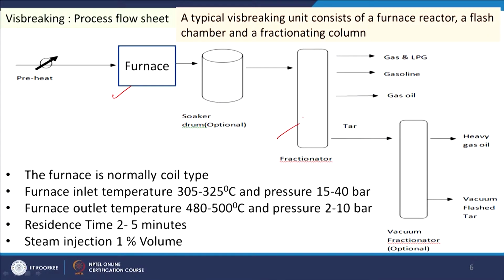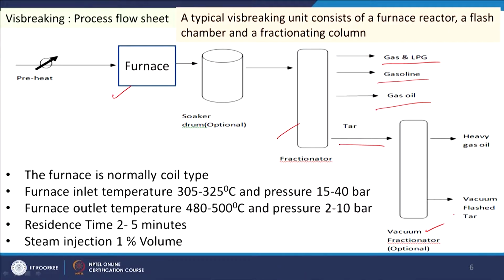So, we have to flash it, which means we have to use this in high pressure. High pressure at the furnace, then the product pressure will be reduced and it will go to the flash chamber, and from the flash chamber it will go to the fractionator. From the fractionator we will get different products, gas and liquid products here, and ultimately the tar will come here for further distillation.